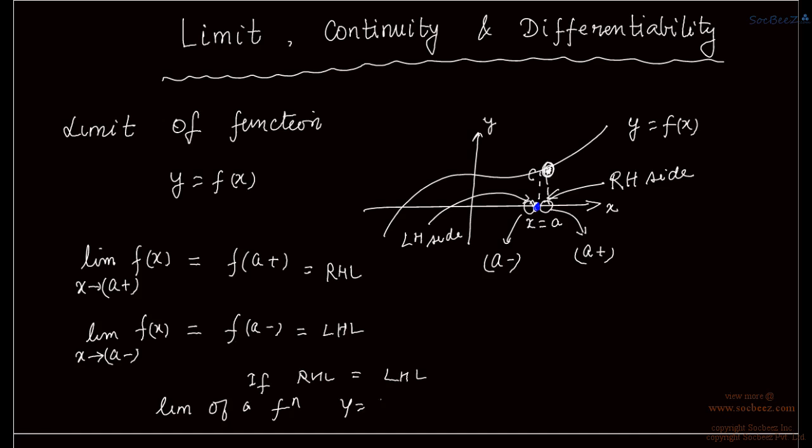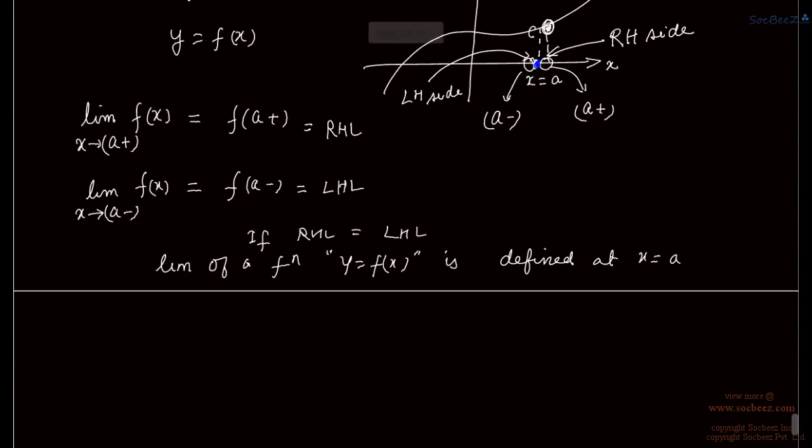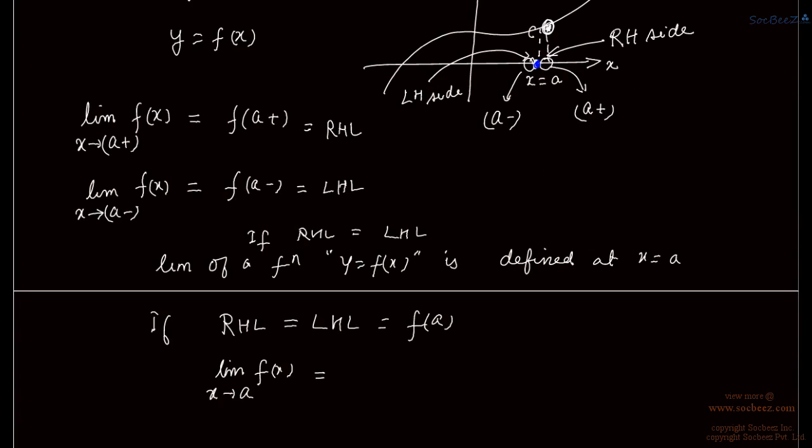that is y is equal to f(x), is defined at x is equal to a. That means we have a unique value of f(a plus) and f(a minus), and these two limits are equal to f(a). Okay, so if right hand limit is equal to left hand limit is equal to f(a), then limit f(x) as x tends to a, we call it f(a), is defined.